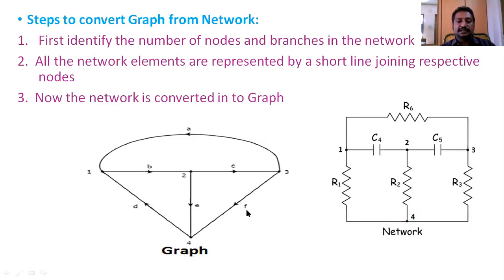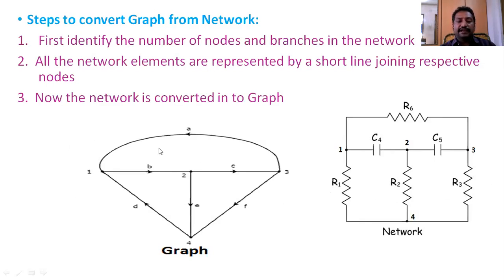This branch is represented as F. See that A, B, C, D, E, F. R6 replaced A branch. C4 replaced B branch. C5 replaced C branch. R1 replaced with D branch. R2 replaced with E branch. R3 replaced with F branch. But all are thick lines.